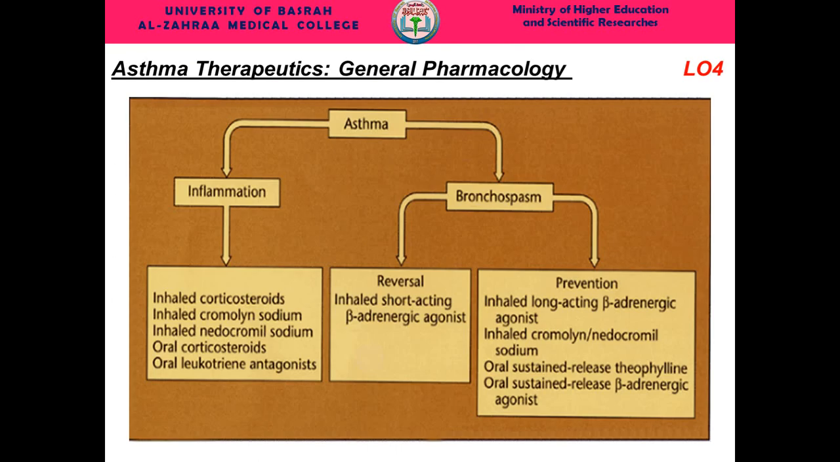Remember always, when we want to talk about the management of asthma, we have two main problems in bronchial asthma. First of all is the inflammation. Therefore, we have to use anti-inflammatory medication. And second, we have bronchospasm. Therefore, we have to use bronchodilators.